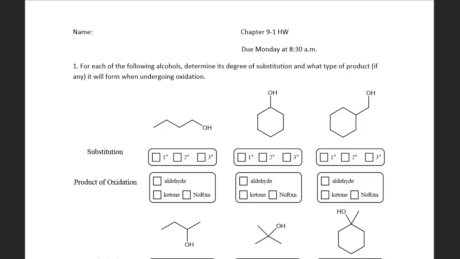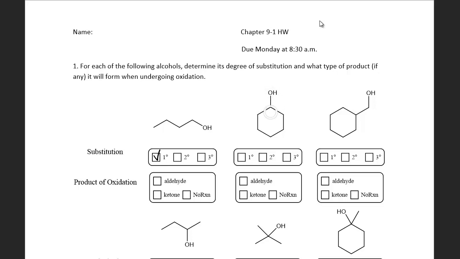For the following alcohols, we're asked to determine the degree of substitution and the type of product it will form once it undergoes an oxidation reaction. So in the first case here, we have an OH group on this carbon here, and this is a primary carbon. So essentially we have one R group attached to this carbon, plus we have the alcohol functional group. So this is a primary alcohol functional group.